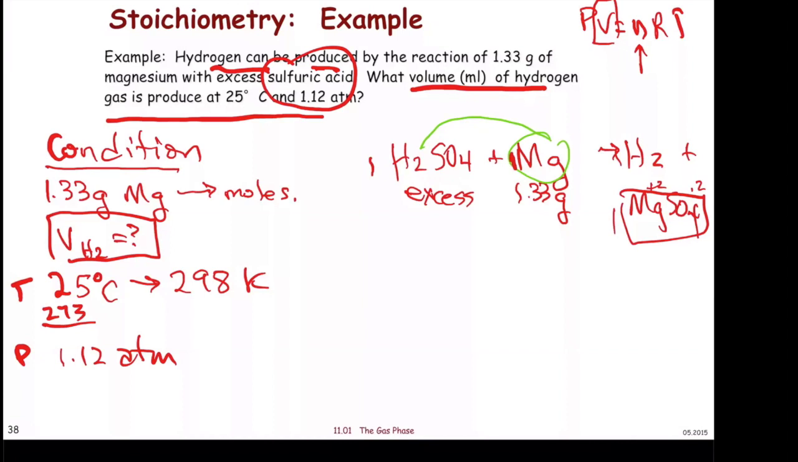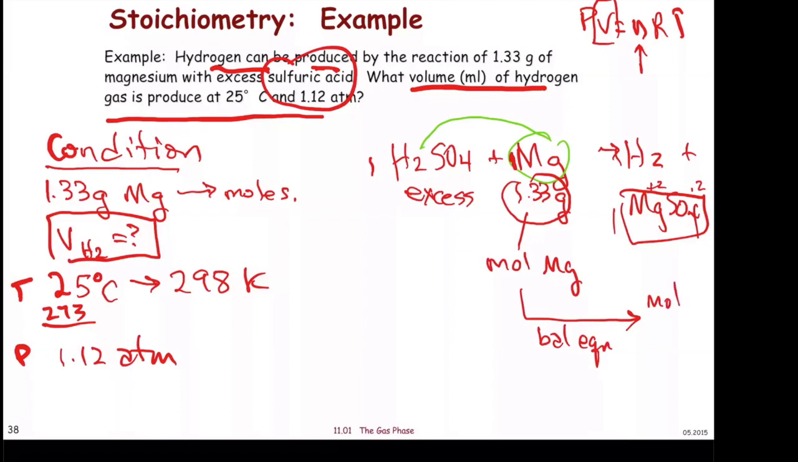So what we need to do is calculate the moles of magnesium. We use the balanced equation to calculate the moles of hydrogen, which will be equal. And then we can use this moles of hydrogen in the ideal gas law to calculate the volume of hydrogen. So that's the strategy that we have here. Let me go ahead and set this up for you so that you guys can see.